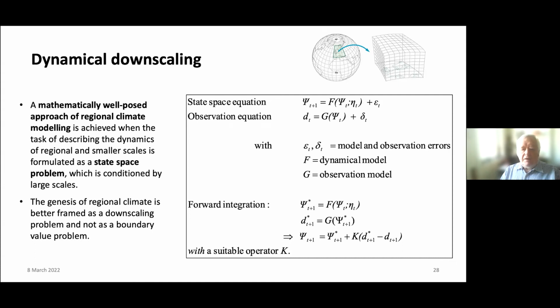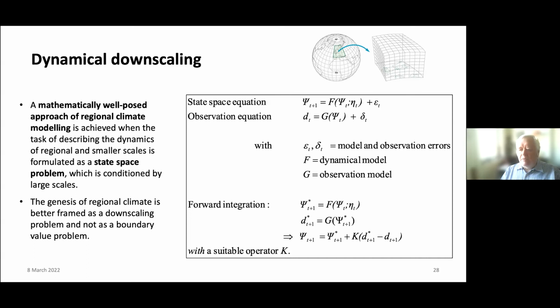So let me just sketch this with these two formulas. We have two equations. One is a state space equation, namely that the state at t plus 1 is given as a function of the state at t and some external parameters plus an error term. And then we have an observation equation which relates the state variable psi to the observations d_t. And then we have an operator g, and again, here are some errors, delta_t.